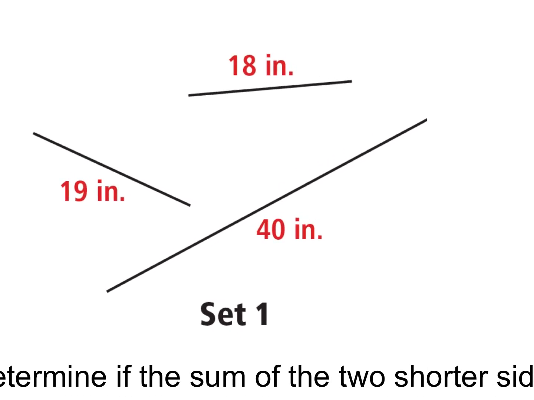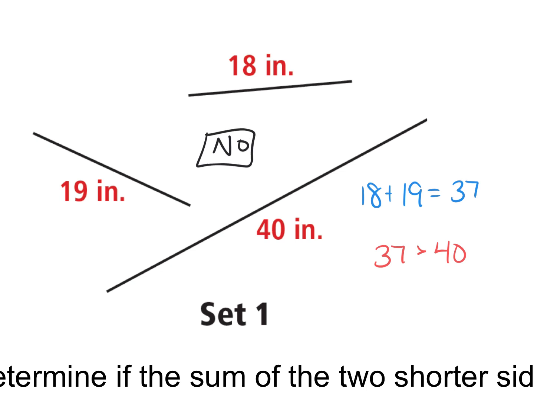So our 2 smallest sides are 18 and 19, right? So I need to take 18 plus 19, which is 37. 37 has to be greater than what? 40. Has to be greater than 40. But is that true? No. So will these 3 make a triangle? No. Okay. Similar example as here.